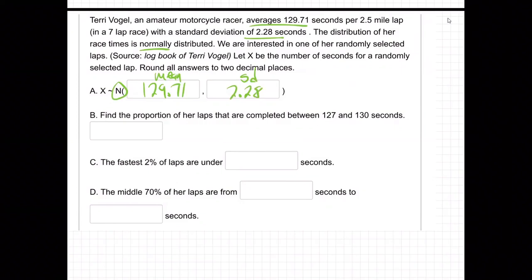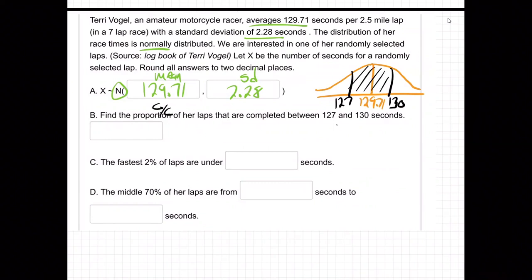Okay. Now, find the proportion of her laps that are completed between 127 and 130 seconds. That'll be pretty straightforward. So we just draw the bell curve. Put the middle on there, the mean, which is 129.71. And then we want between 127, about here, and then I'll put right here, 130. So we just want the shading between 127 and 130.